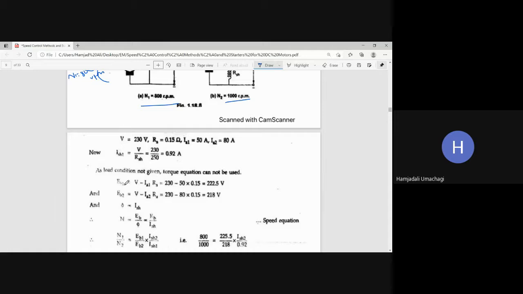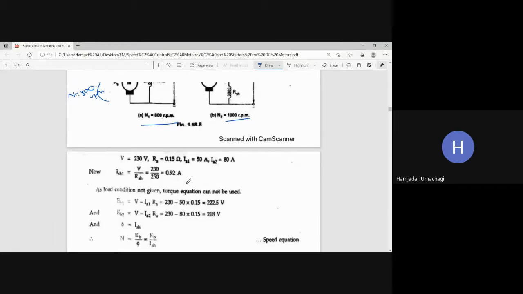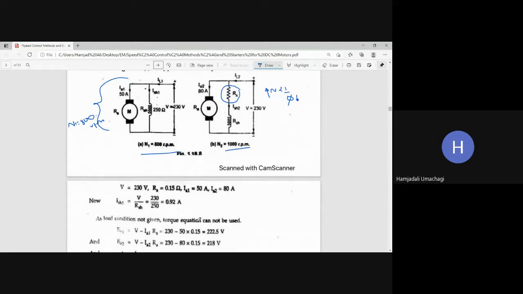Now we know that back EMF EB1 for the initial speed of 800 RPM can be written as V minus IA1 into Ra. V is 230, IA1 is 50. Then armature resistance Ra is how much?